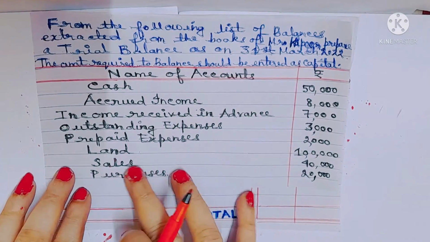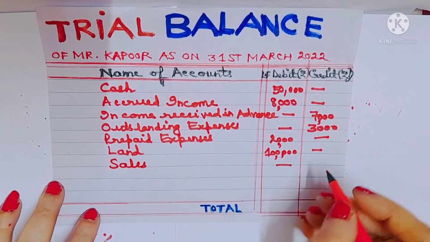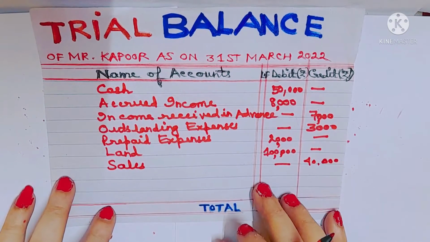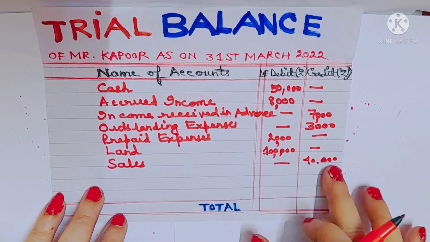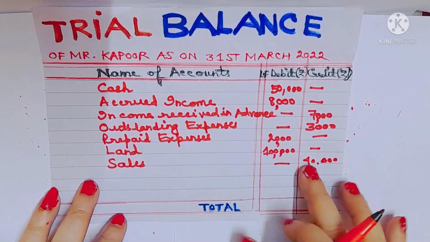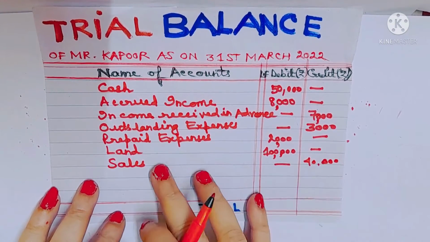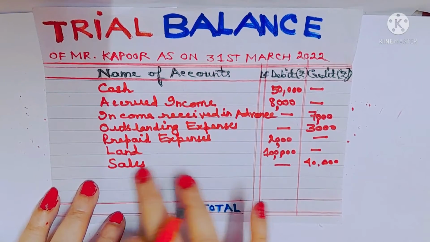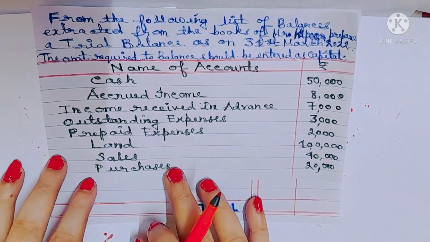The next account is sales, 40,000. Let's write. Sales is a credit balance. That is the reason we're writing 40,000 in the credit column. Why is sales a credit balance? Because sales falls under real account as well as nominal account. Here, when goods are sold, goods go out from the business. So sales account will be credited. According to nominal account, all incomes and gains are credited. Here, when goods are sold, money comes in. So sales is an income for the business. So sales account will be credited. Understood?